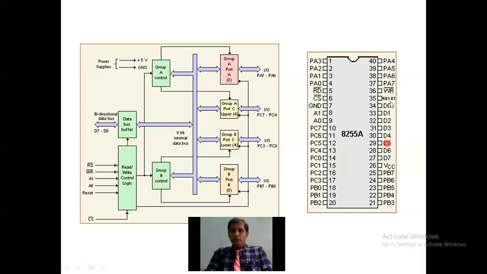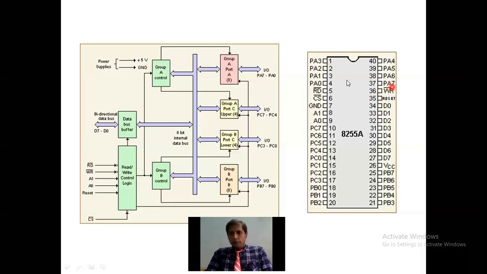Now reset. Whenever reset occurs, what happens? The control word register is cleared, and all ports are cleared. If reset is activated for at least 4 machine cycles, then, like the 8086, it clears the registers. Here also, whenever reset is activated, the ports and control word register are cleared. Then write bar. Whenever write bar is activated, what happens? The 8255 writes data to the external device.